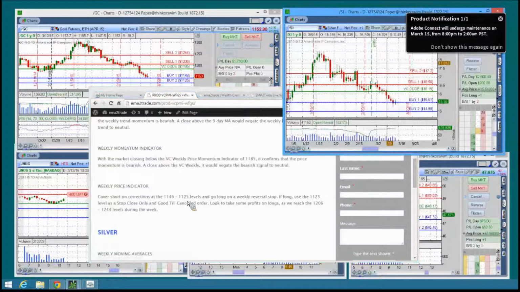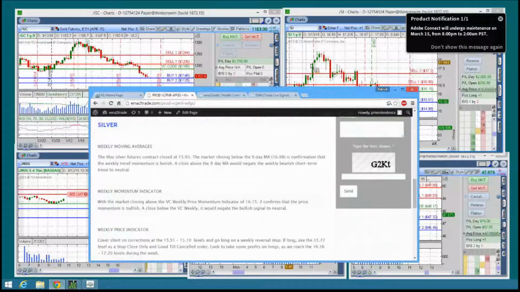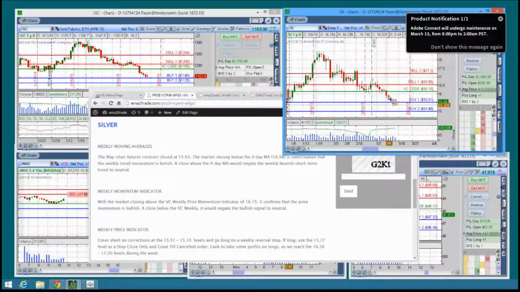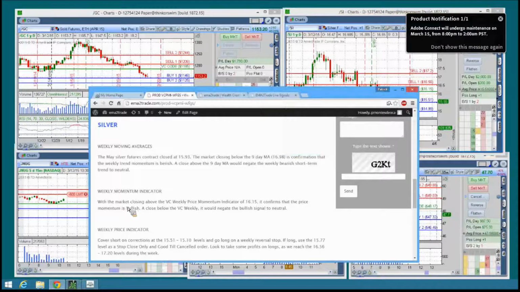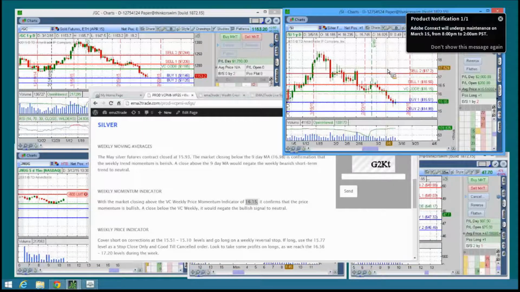In silver, last Friday, the silver market closed at 1593, basically closing below the 9-day moving average of 1698. It's confirmation that the weekly trend was bearish. But it also told you that if it closed above 1698, this bearish short-term trend would be negated. If you look at the weekly VC price momentum indicator of 1615, because the close was below the indicator, we told you that it could come down to that B1 level of 1551 and as low as 1498.